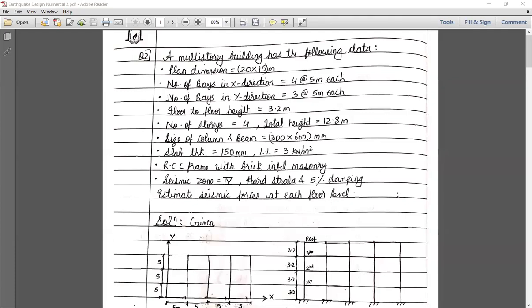I hope my screen is visible now. So now this is a different problem. Let us go through the question first.